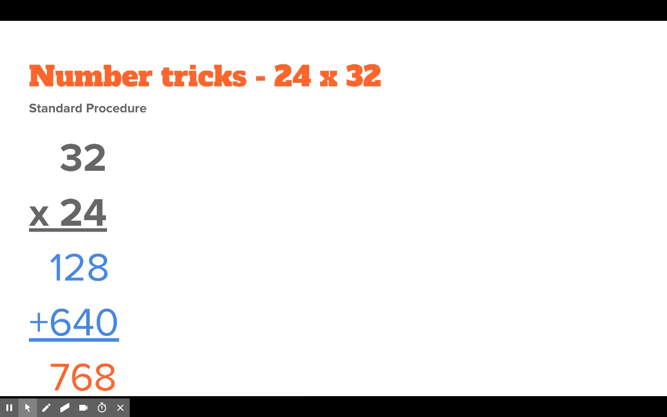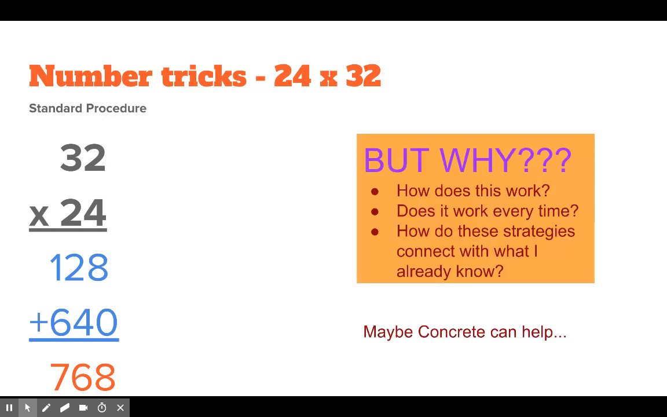Now, does this work? Yes. Does it work every time, as long as I don't make any mistakes? Does it have any mathematical understanding within it? It depends. If I'm taught procedurally, in other words, these are the steps you follow, then no, it doesn't have any mathematical understanding in it. However, if I'm taught conceptually and I have an understanding of why those steps happen, then I can actually answer the questions of how does it work? Does it work every time? And most importantly, how can I connect this strategy to what I've been doing in previous grades?